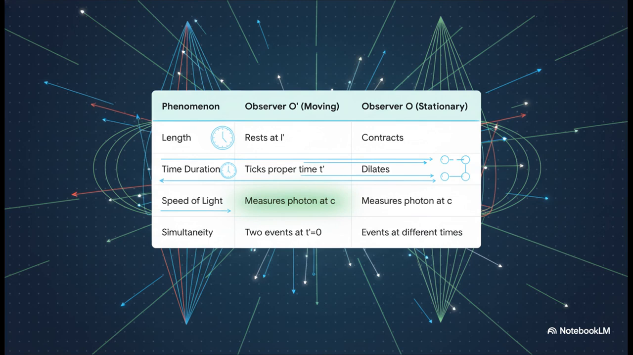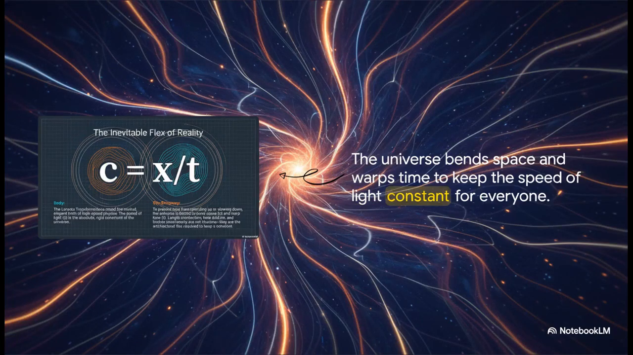One guy's measurement of length, the other sees it as shorter. One person's stopwatch, the other sees it ticking slower. Two events at the same time, the other says, nope, one was earlier. They disagree on almost everything. But look at that one row at the bottom, the one thing they both measure to be exactly the same, the speed of light. And that brings us to the final, really profound takeaway.